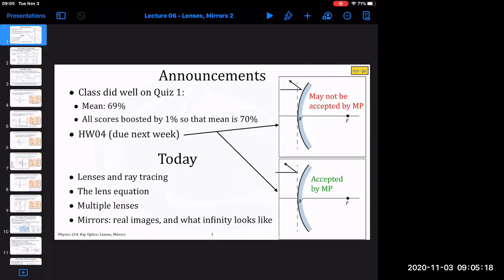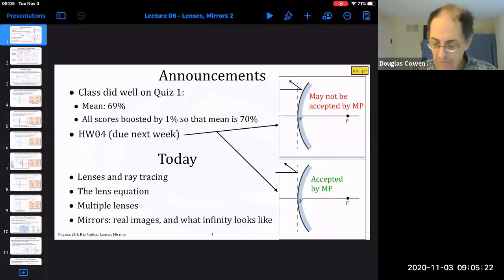Yes. Thank you. Okay, I'm going to start out with a couple of announcements. First, the class did very well on the first quiz. The mean was 69%. I'm allowed to boost that up to 70. So I've asked Dr. Van Hook to add 1% to everyone's scores so that the mean will be 70%.